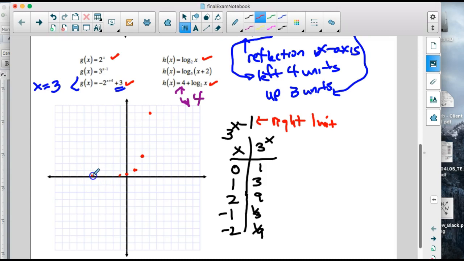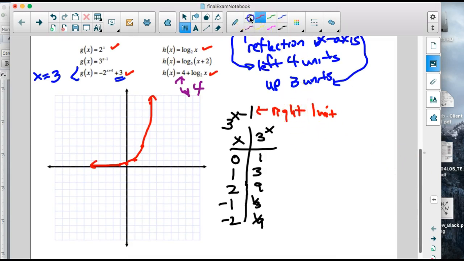So we still have an asymptote on the x-axis, or y equals 0, but we've shifted the graph over to the right 1 unit. Okay, so that's what's happened here. But I don't graph the 3 to the x minus 1, I graph 3 to the x and just move it right 1 unit. Okay, now the last one here is this log base 5 of x plus 2.